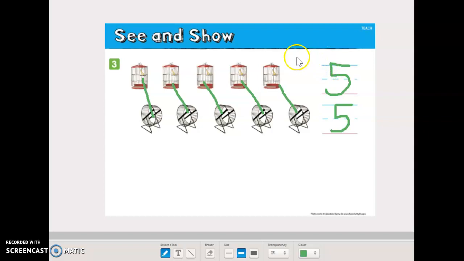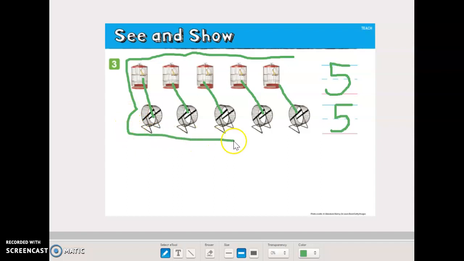And because they are the same, we get to draw a box around both groups. So we're just going to make one big box. It's hard to do this with my mouse. And we call this equal when they match up like that. So both of these sets are equal.